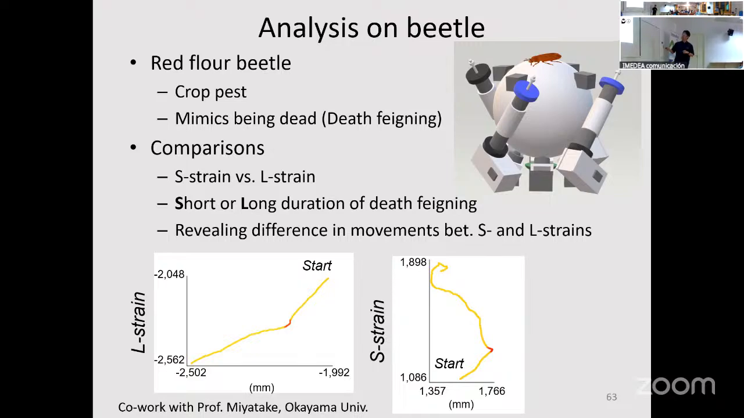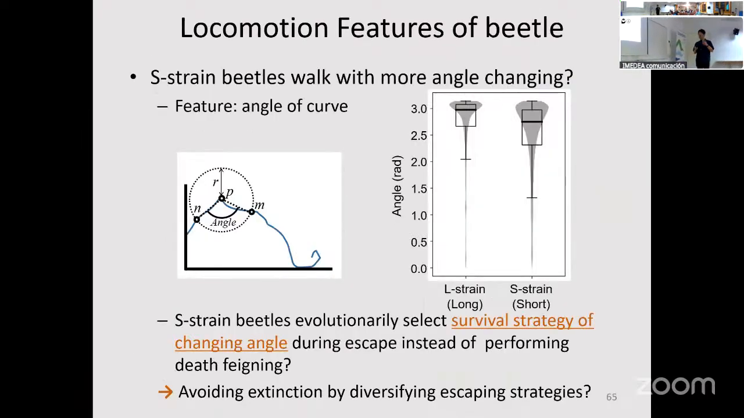This is an example output of our method. For the L strain and S strain results, it seems that the network focuses on curves in the trajectory. From this result, we considered that S strain beetles walk with more angle changing. Therefore, we calculated a statistic value describing the angle of curves in the trajectory, and we could find a significant difference between them.